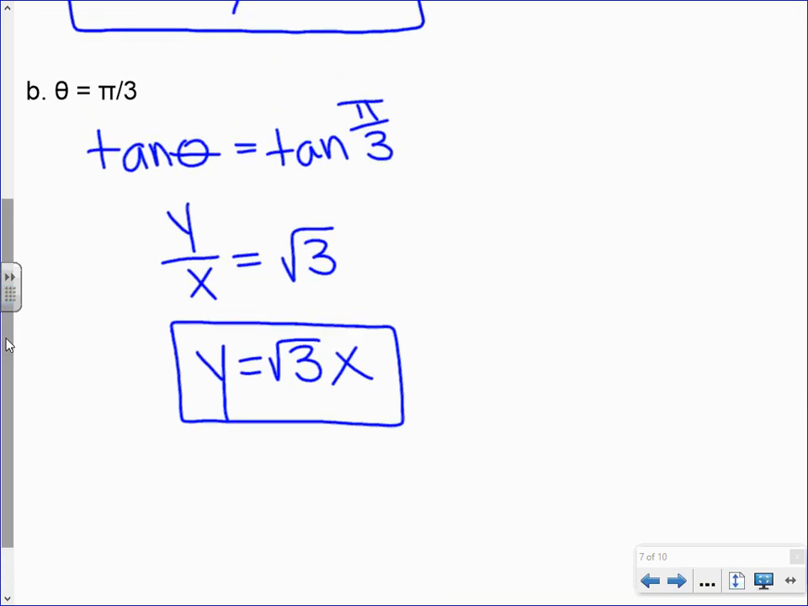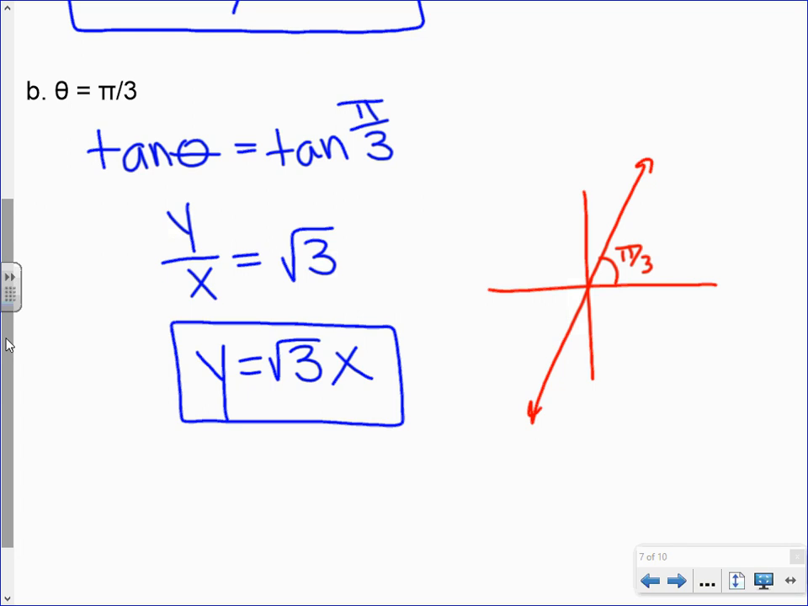However, think about this. On our graph, we have a line where the angle is always pi over 3. We don't have to graph a slope of radical 3. We can just graph a line that has an angle of pi over 3. Is that cool? See the excitement in your eyes?